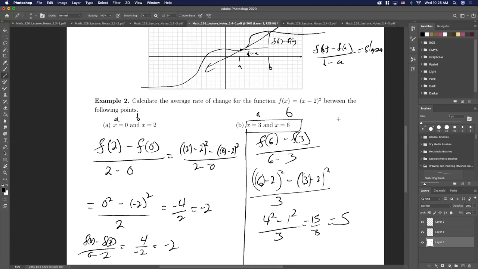And so if I was going to graph this real quick, just for funsies, here at 2 would be the vertex, and so 3 would be 1, which we know, and then 3, 4, 5, 6, and at 6 the value is 16. And so the secant line is this right here, and it has a slope of 5. Okay, you don't need to draw that. I just wanted to give time for this.